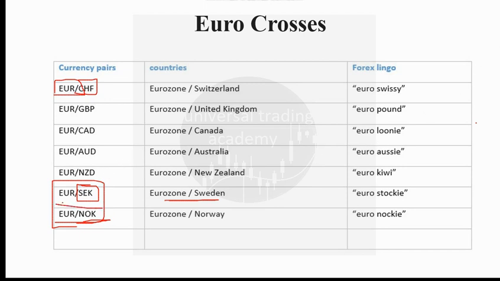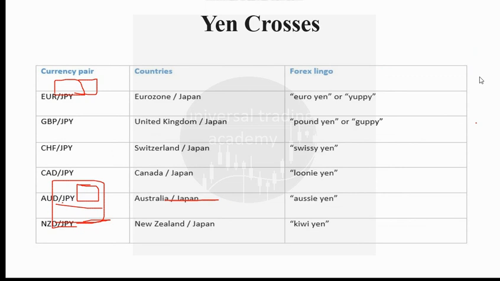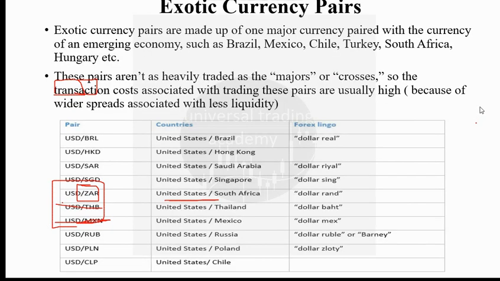Then you will find more cross currency pairs, for example, the yen crosses, the AUD crosses, and so forth. The GBP crosses, for example, here we have the yen crosses, and then we have the GBP crosses as well, and so forth.